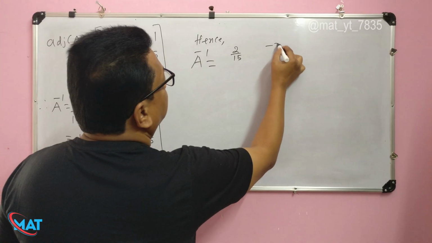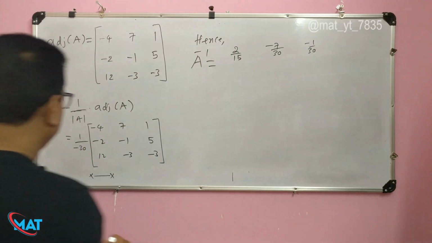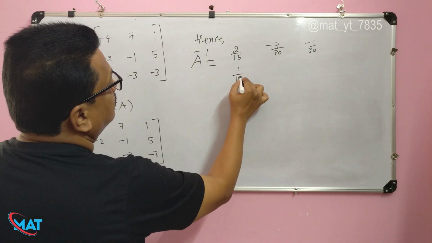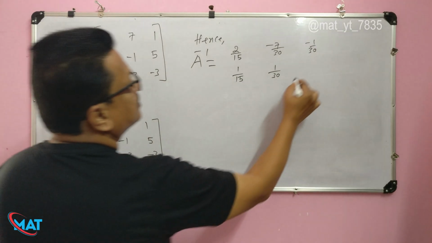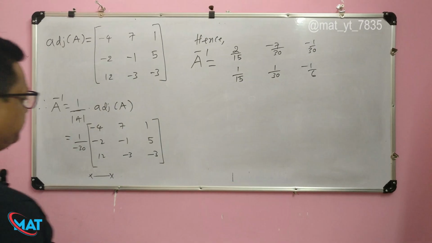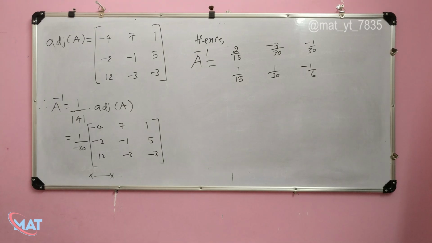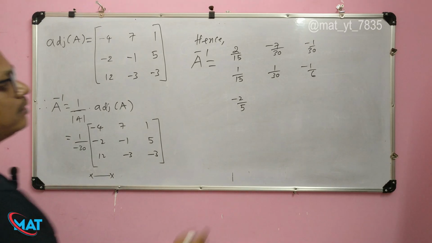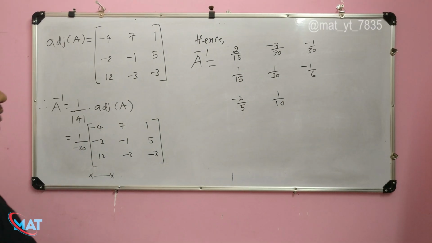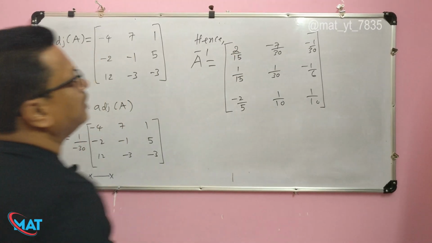Negative 7 by 30. Negative 1 by 30. 1 by 15. 1 by 30. 1 by 6. Negative 1 by 6. 4 by 10. 12 and 30, 6 twos, 6 fives, minus 2 by 5. Plus 1 by 10. Plus 1 by 10. So this is your required inverse of A.